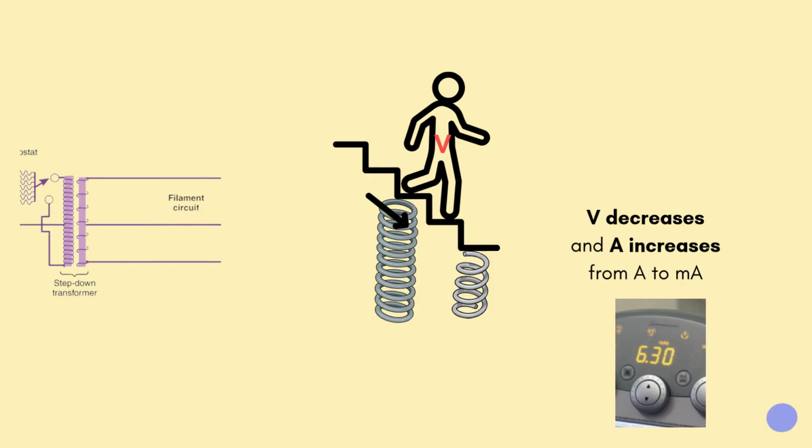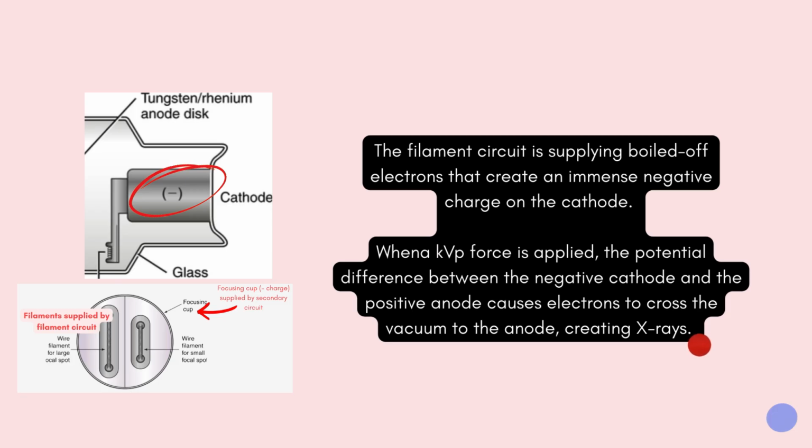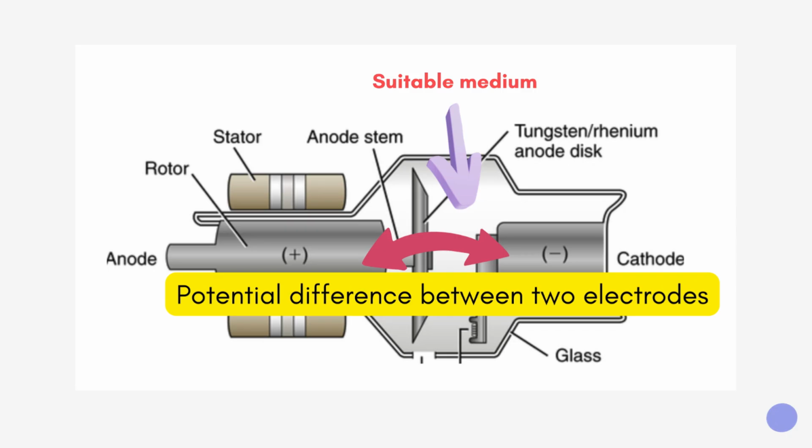All right, if we go back here, and if you're using this interactive and you click on this dot, what you're going to see is, I forgot to show you one more thing, but we'll go back to that in a second, the cathode. So you'll see the cathode has a negative charge. The filament circuit is supplying boiled off electrons, which create an immense negative charge at the cathode. So when a kVp force is applied through the system, the potential difference between the negative and the positive causes electrons to cross the vacuum and create our X-rays.